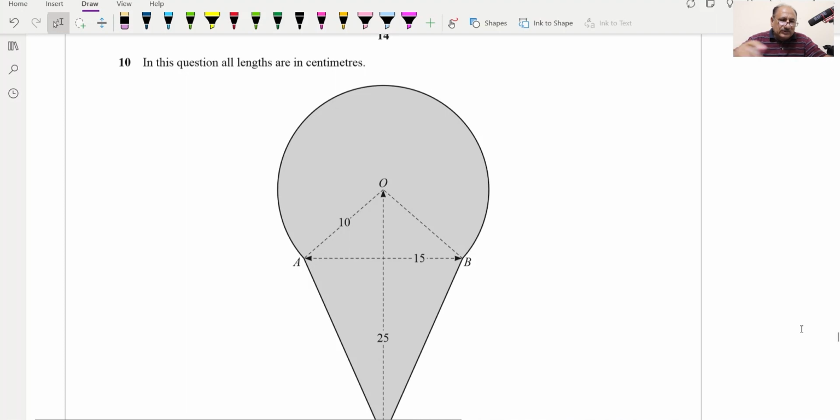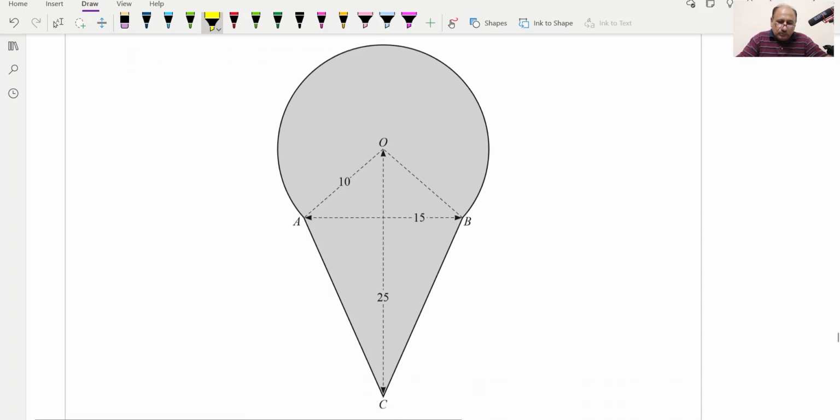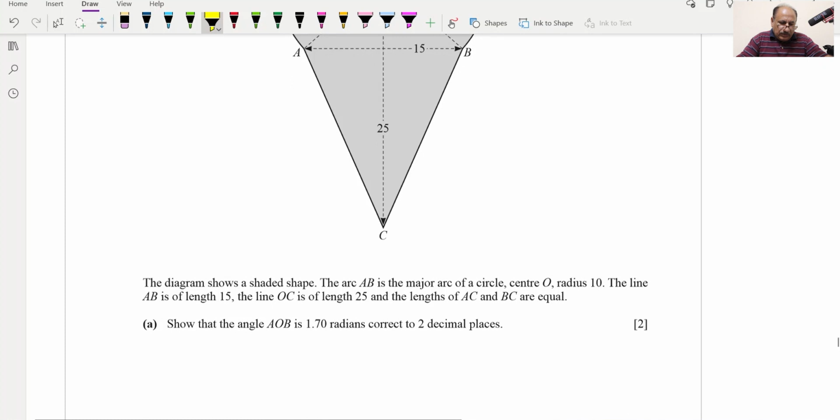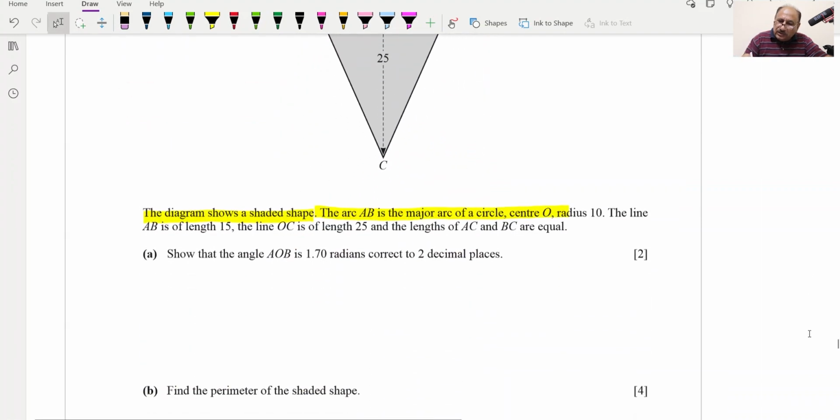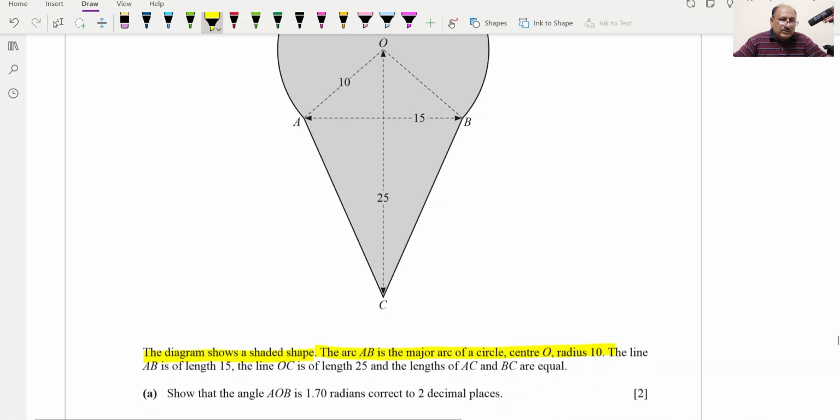Question number 10 says, in this equation all lengths are in centimeters. So this is the diagram provided, and the diagram shows a shaded shape. The arc AB is a major arc of the circle with center O. AB is the major arc, basically this major arc starting from A to B. So this is the major arc, and the radius is 10. It is indicated that the radius is 10.